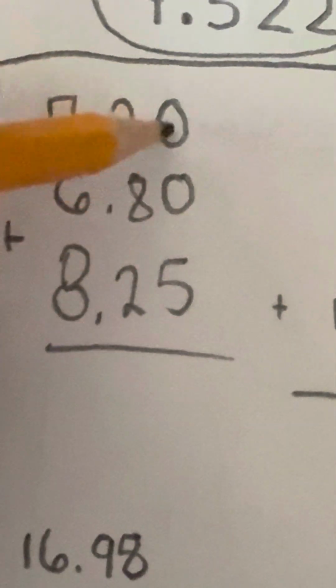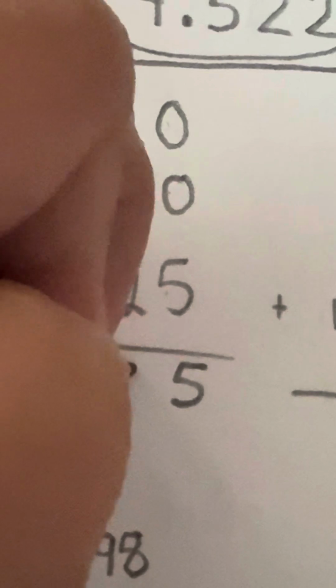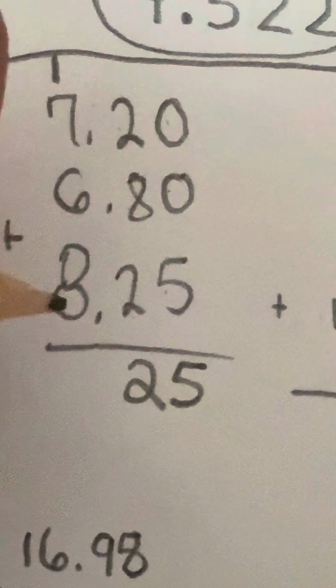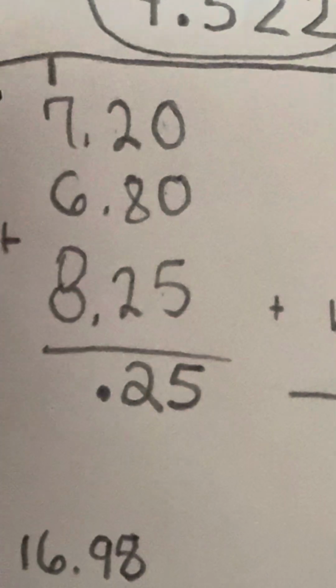We're going to go ahead and add 0 plus 0 plus 5 is 5. And then 8 and 2 is 10, plus 2 is 12. So we're going to put a 2 here to carry that 1 up here on top of that 7. Put that decimal where it belongs, please. And then we're going to add all these numbers together.